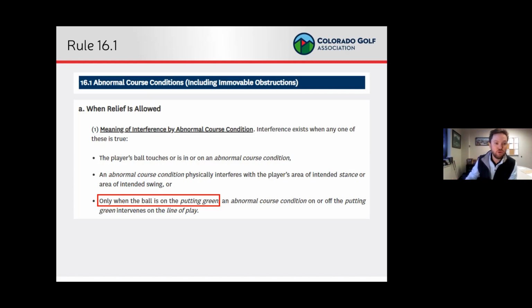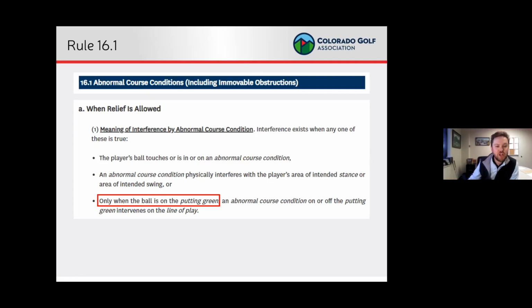You'd have interference and would then be entitled to relief under 16.1D about having interference on the putting green for a ball on the putting green. So again, very specific here. And you notice it doesn't say a blanket statement, a condition affecting the stroke, because a condition affecting the stroke is also including your line of play and then maybe a relief area.